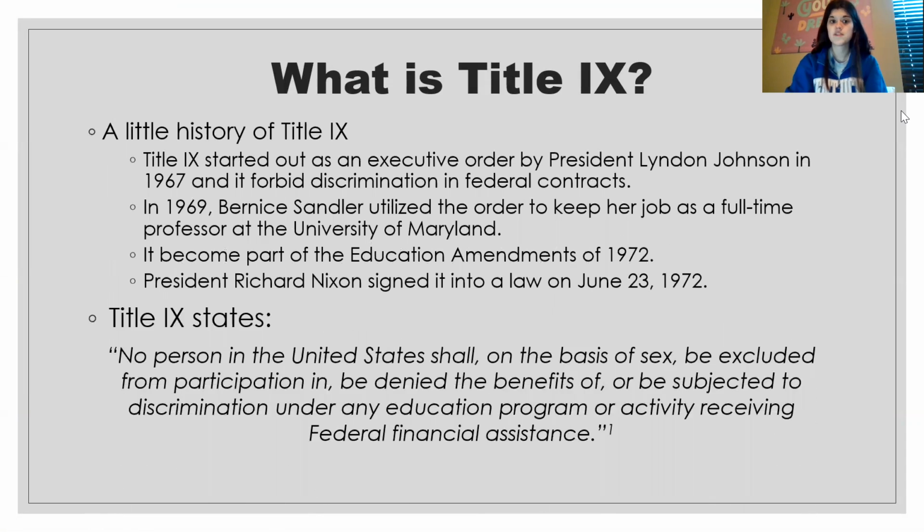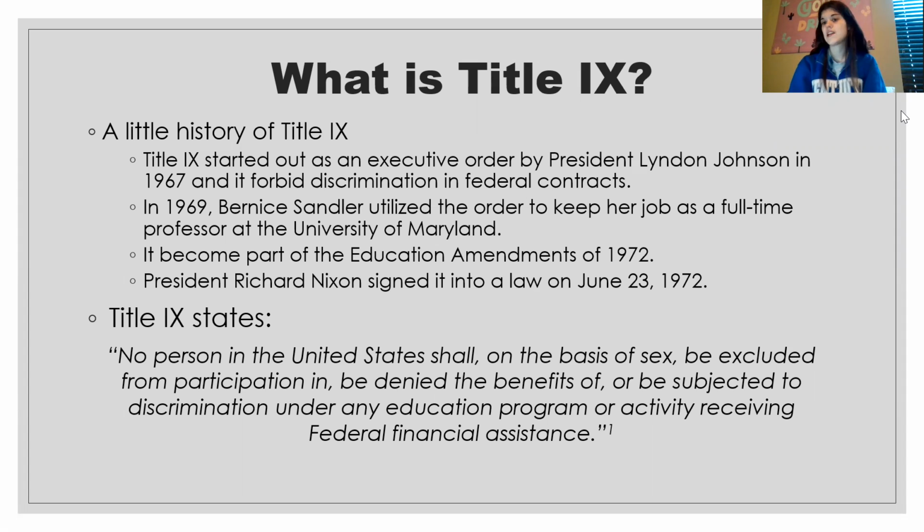So just to briefly talk about the history, President Lyndon Johnson decided that federally funded contracts needed to have an executive order because, I guess, during this period of time discrimination had been on the rise. And so Lyndon Johnson started the act, or the law, of Title IX and why it should be passed. That was in 1967.